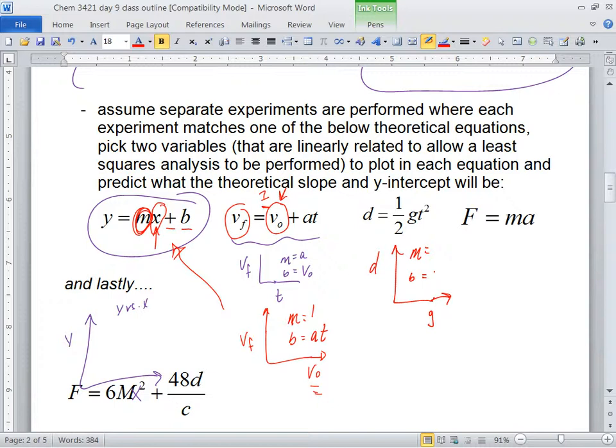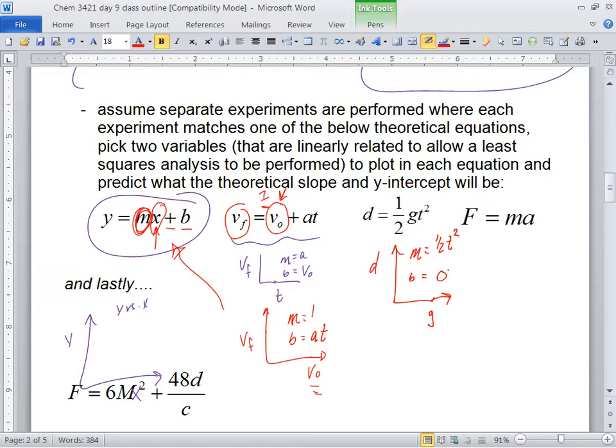So what's in front of my x is my g. What's in front of my g then? 1/2 times t squared. That would be my slope. Well, my y-intercept would be 0. So I don't know if you recognize this equation. D is 1/2 gt squared. You drop something after a certain time, and d is how far it fell.